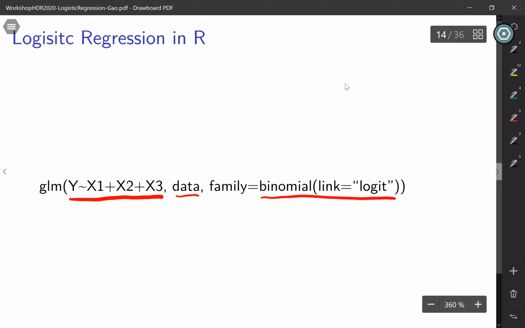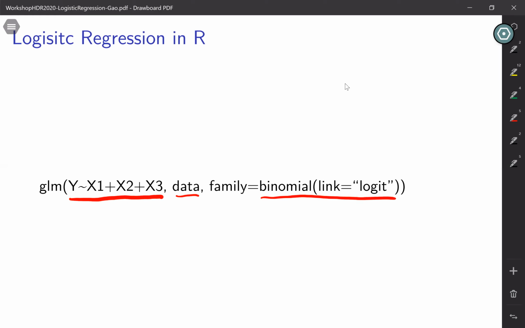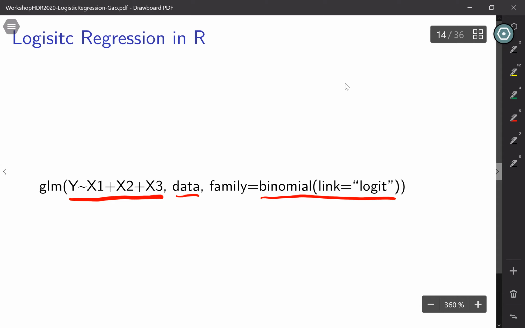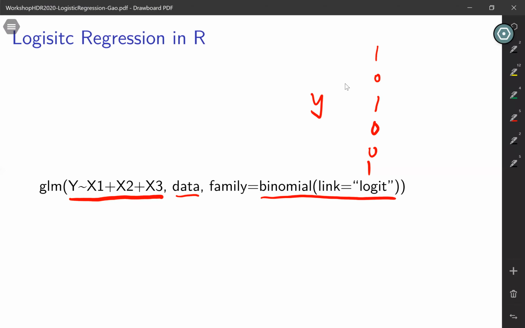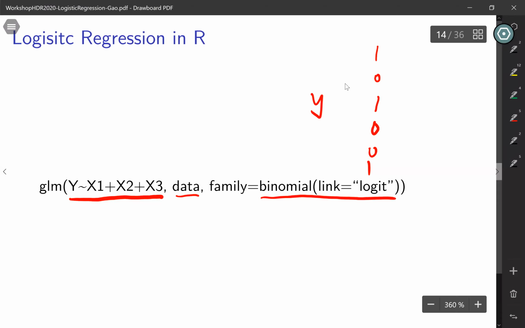So now maybe you have some sense of why the link is logit, because we use the logit function transformation. And why binomial? Because you think about the distribution of your dependent variable. Your Y is now a binary outcome variable, 0, 1, 0, 1, so it's a sequence of 0s and 1s. So we assume it is a binomial distribution.